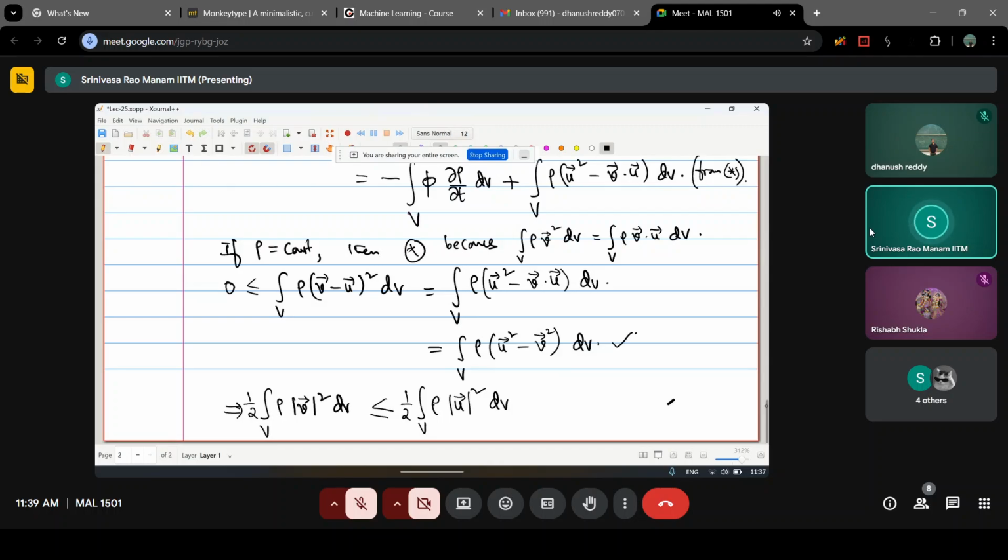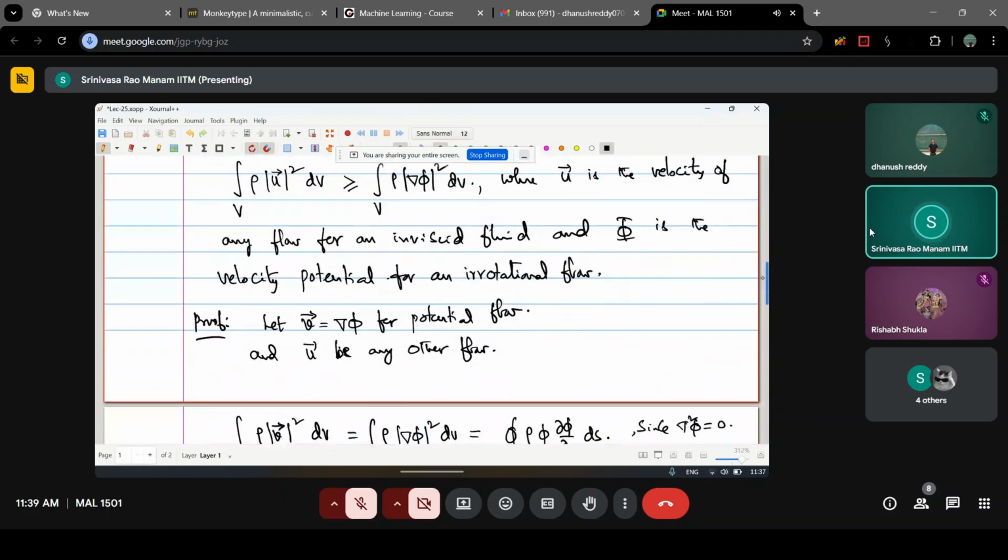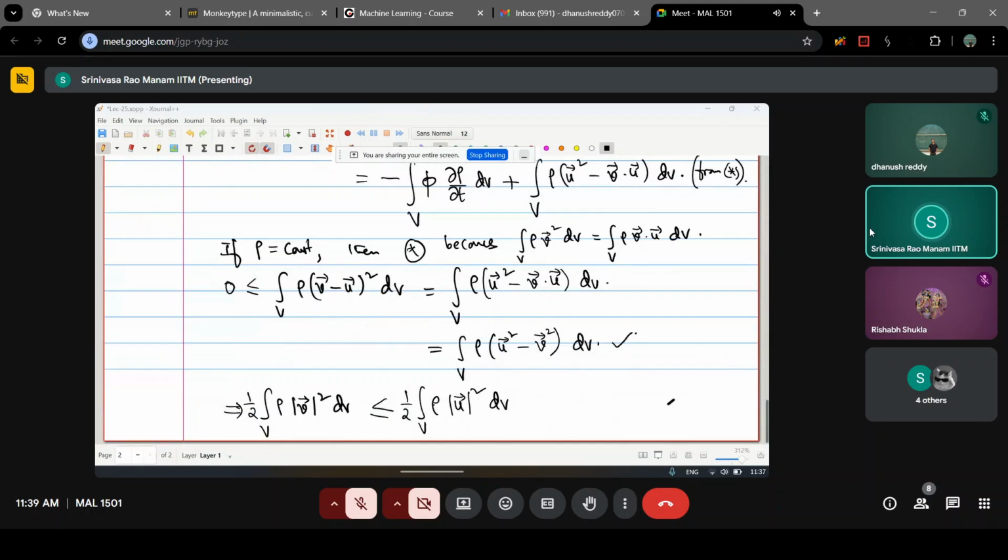So this is actually half if you multiply both sides. So that's it. This is what u is, any other flow. That's how you start. U is any other flow. So basically it's always bigger: the kinetic energy of any other flow. This is the kinetic energy of any flow. The left hand side is the kinetic energy of irrotational flow. Okay, so that's what we have shown.